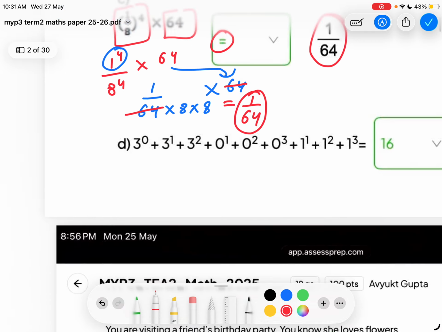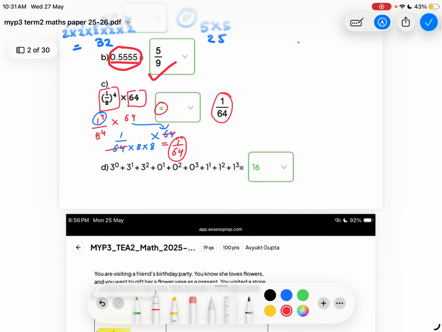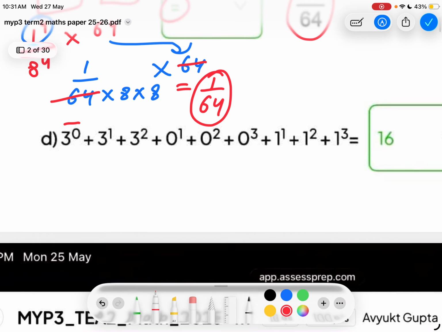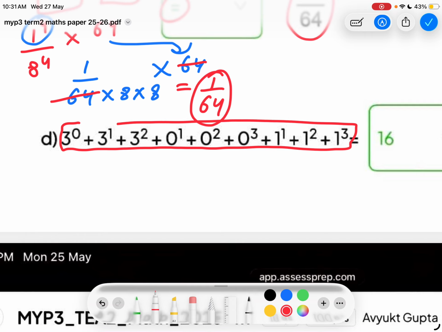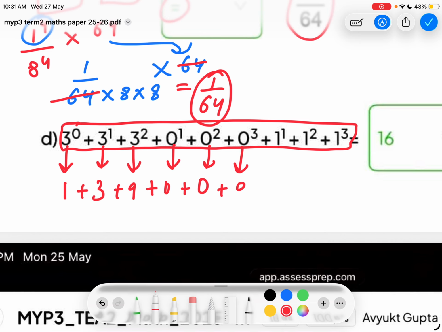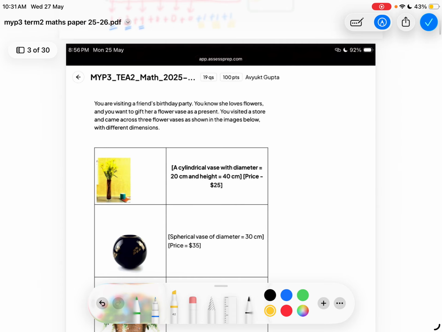Correct? Then for the D part, we have something as exponents and powers, right? So anything raised to the power 0 is 1. Then 3 raised to the power 1 is 3. 3 raised to the power 2, 3 into 3 is 9. 0 to the power 1 is 0 only. However many times you multiply 0, it stays 0. Then 1, 1 and 1. So 1 plus 3, 4, 4 plus 9, 13, 14, 15 and 16. So we have the answer as 16.